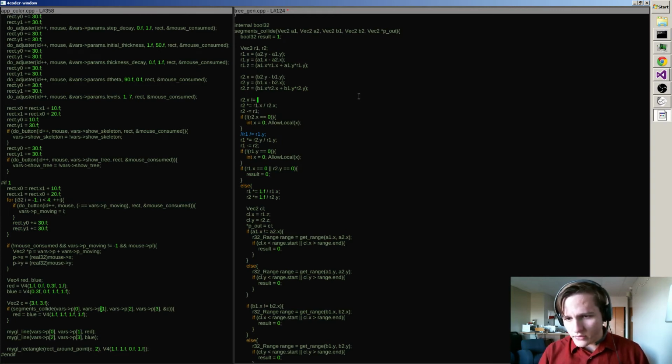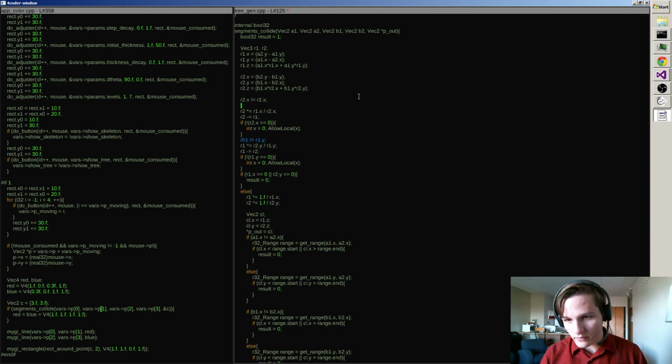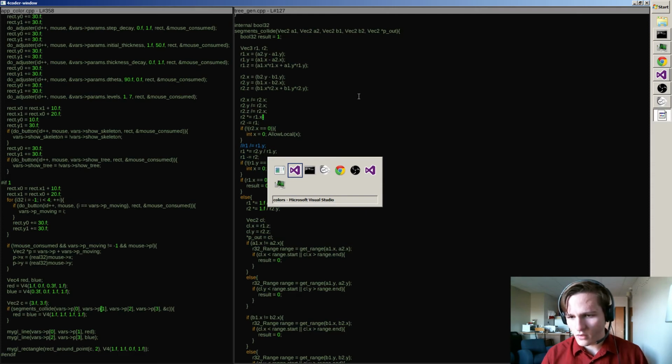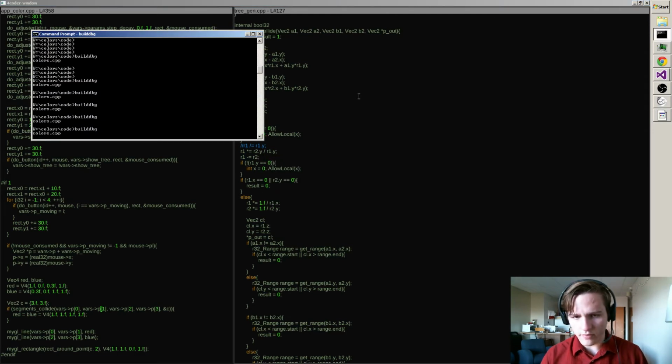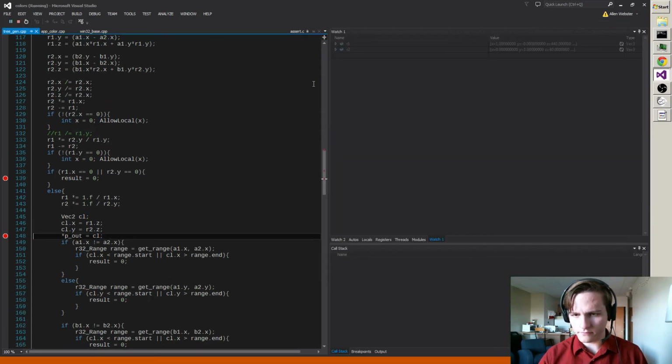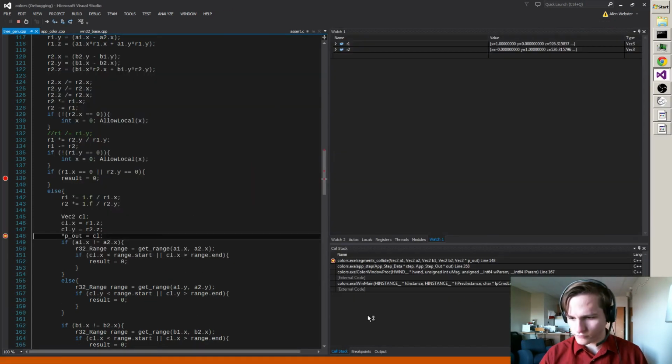So I'm just going to do divide by equals R2, even though that's like too super redundant, I'll just type it out. I'll be literal. R2.x, R2.z, R2.x. And then I can take that out. Okay, save that. And build and run. Okay.